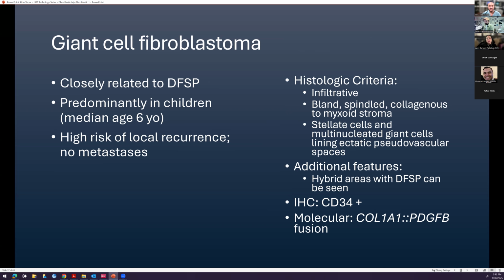The thing about giant cell fibroblastoma, these don't generally metastasize, but again, similar to DFSP, they can have a high risk of local recurrence. I do have some pictures that I can show, but we'll talk about the histologic criteria first. Again, they're very infiltrative, like you'd expect. They have a pretty bland spindled stroma, that's collagenous to myxoid, right? And then the big histologic feature is that you're going to have these stellate to multinucleated giant cells that line ectatic looking pseudovascular spaces. Like I mentioned, you can have hybrid areas with DFSP. They're going to be CD34 positive as you expect, and they have that same molecular alteration.